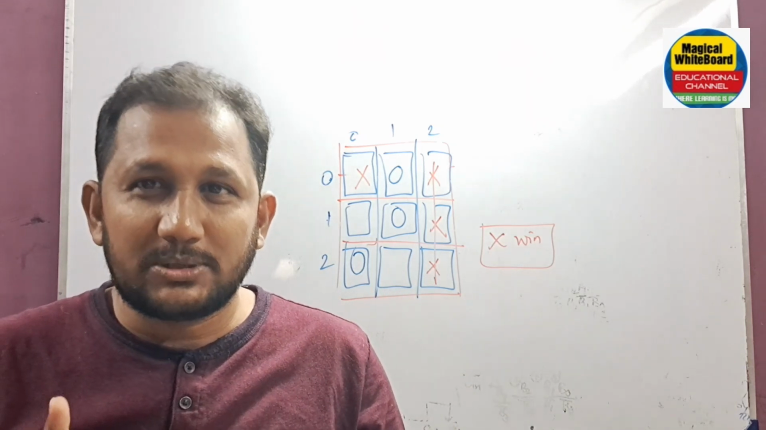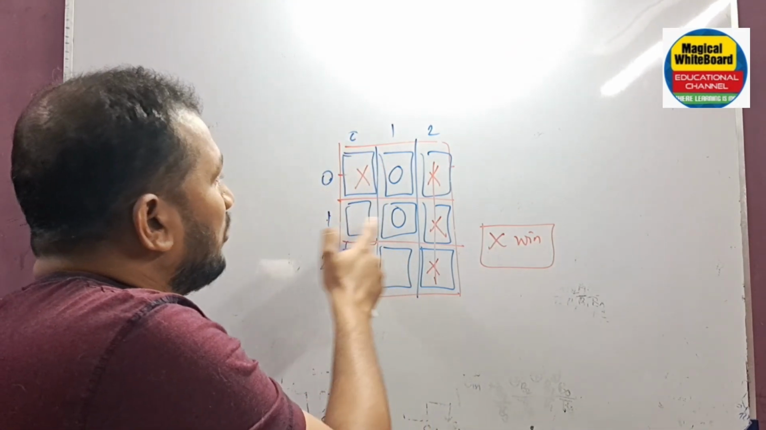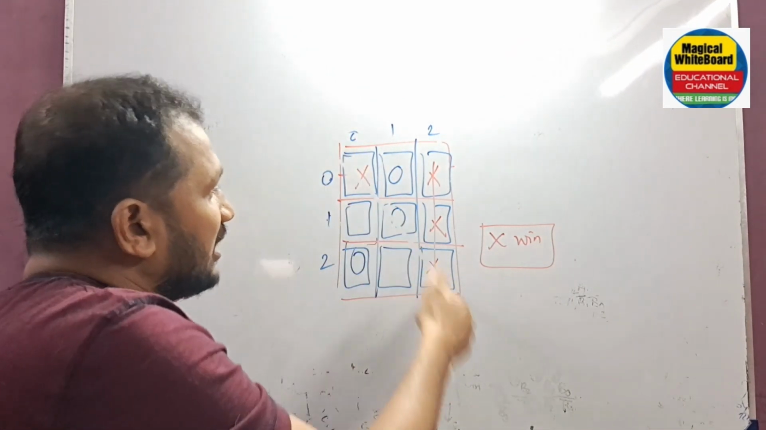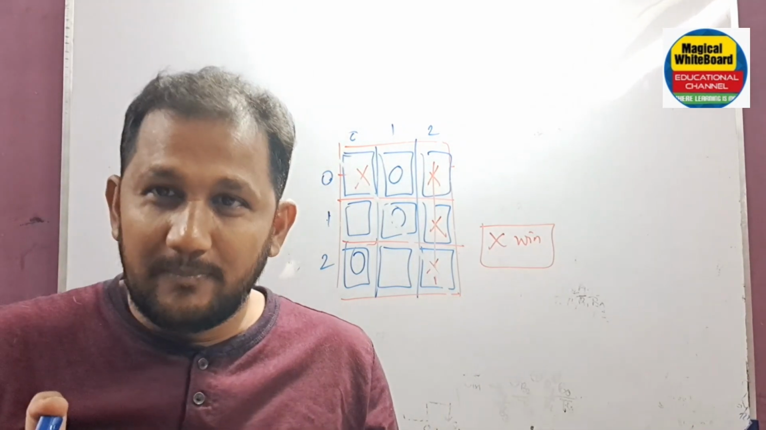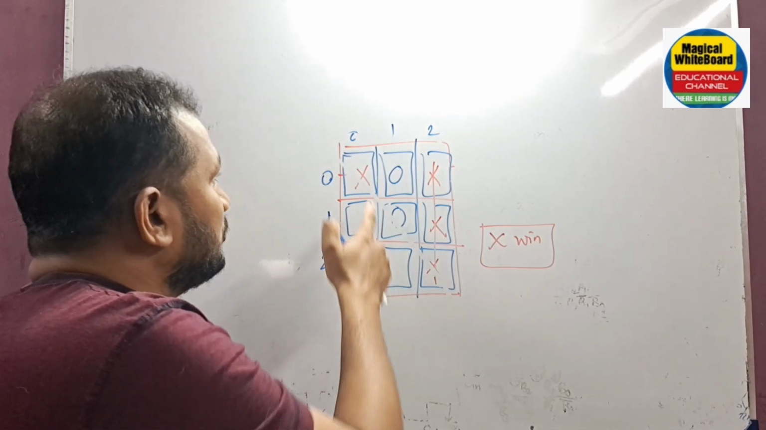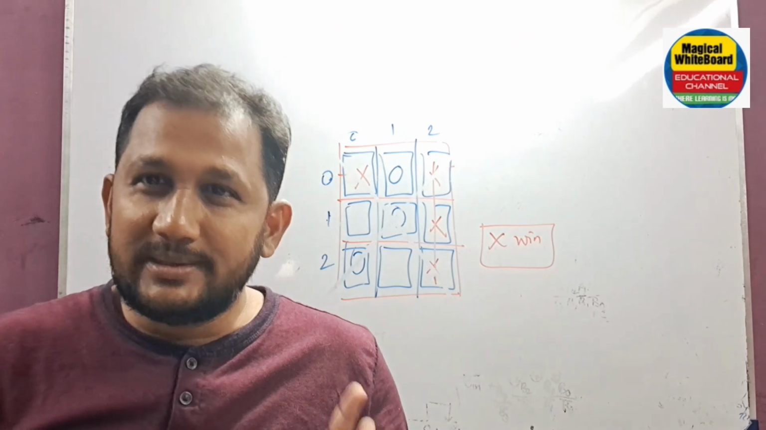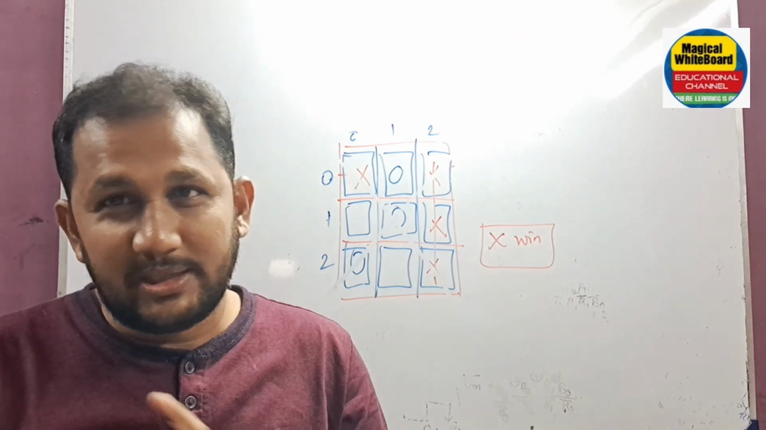And there are 2 winning possibilities that are diagonal-wise. That is 0,0, 1,1, and 2,2. These are the diagonal possibilities of winning a game. Another one is 0,2, 1,1, and 2,0. So these are the next diagonal possibility of winning. So these are the 8 possibilities of winning the game.